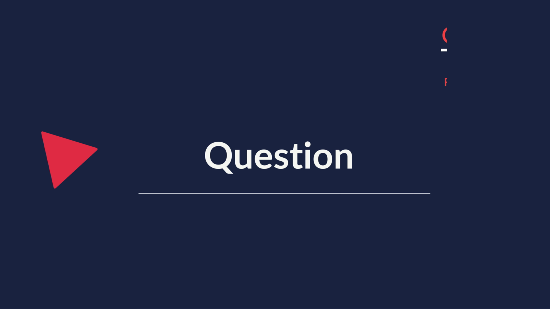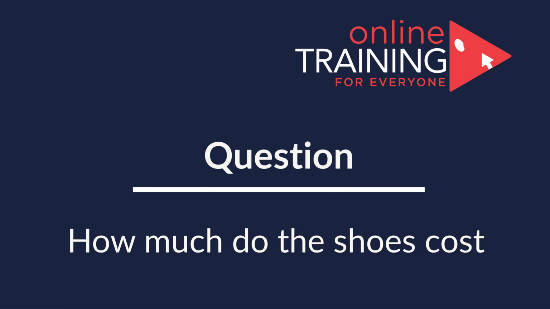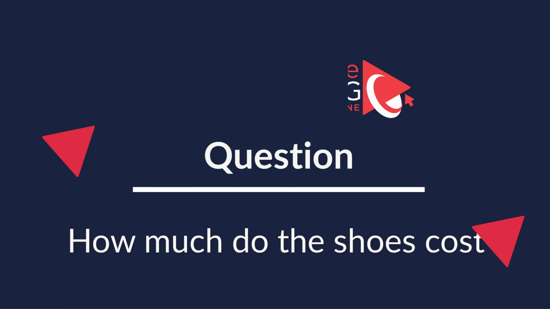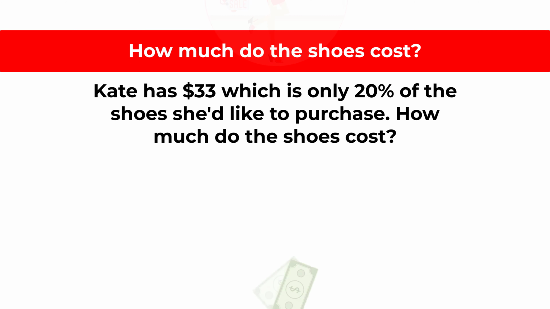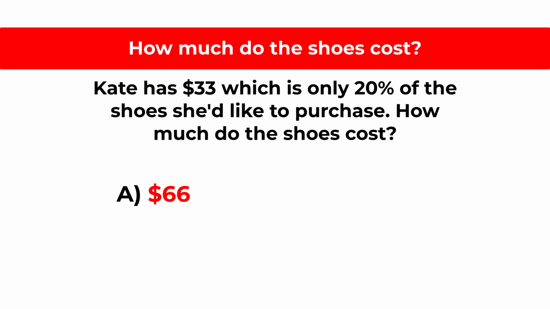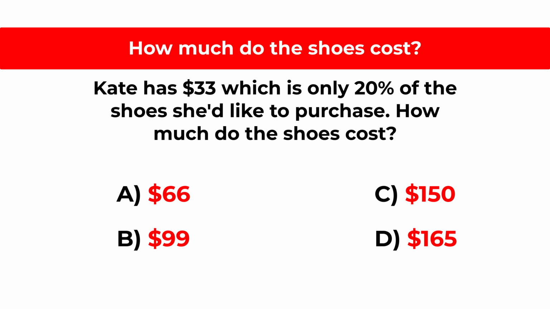Here's the cool question that you frequently get on the test. Kate has $33, which is only 20% of the cost of shoes that she would like to purchase. How much do the shoes cost? And you're presented with 4 different choices. Choice A, $66. Choice B, $99. Choice C, $150. And choice D, $165.